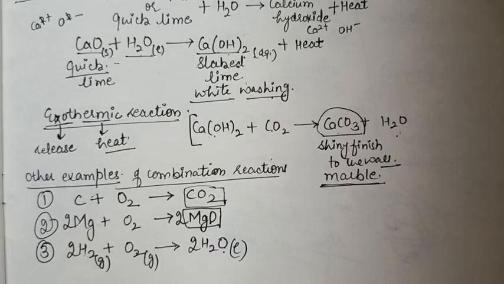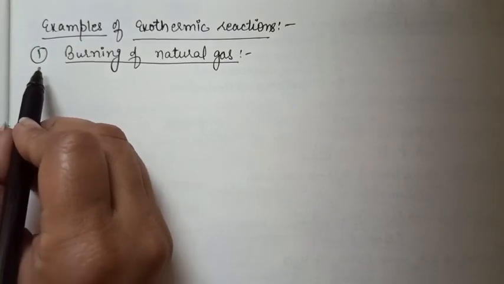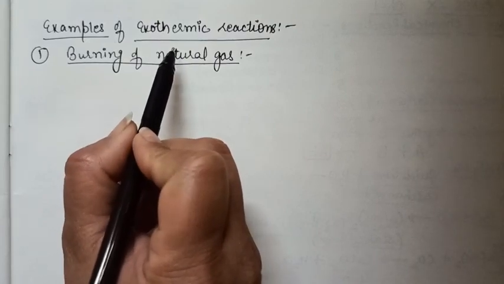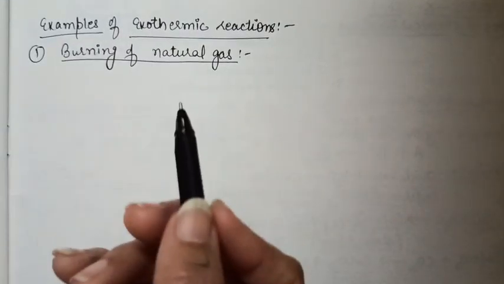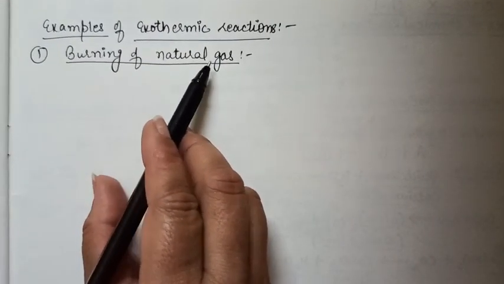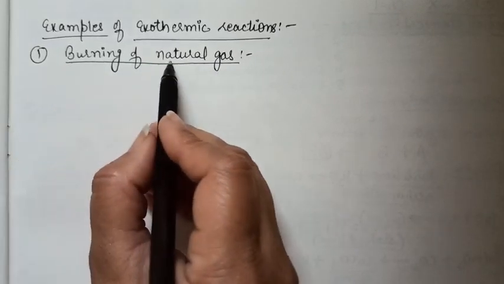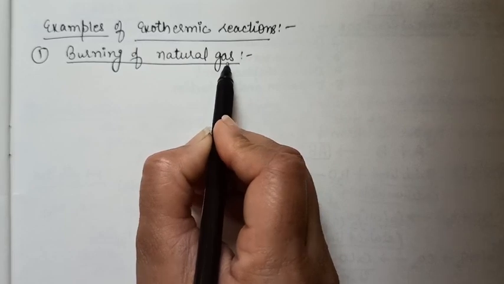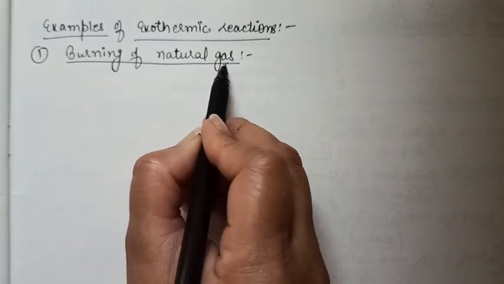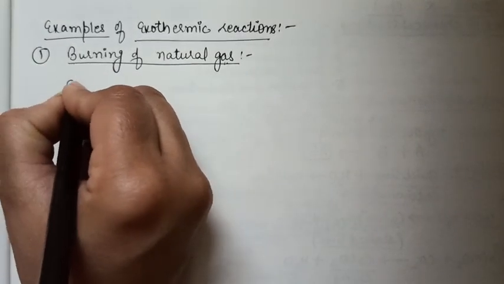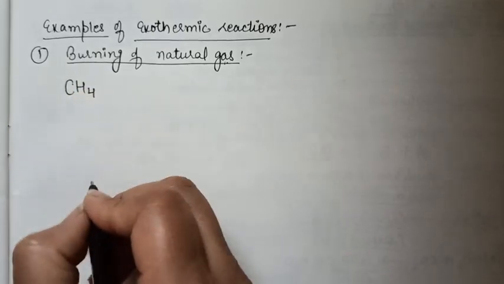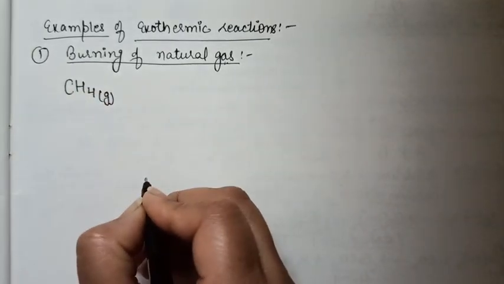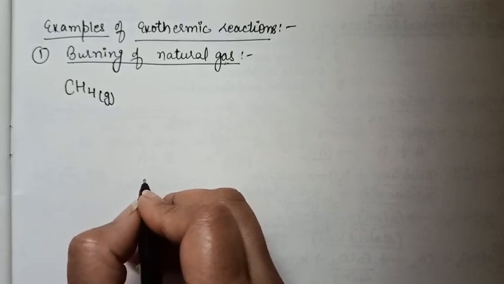Now we will do some other examples of mainly exothermic reactions, that are not combination but only exothermic. The first one is burning of natural gas. These examples are given in your book also. Natural gas is CH4. It is commonly known as biogas. In the biogas reactors, CH4 is formed.